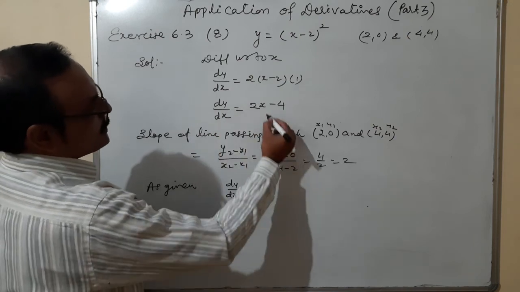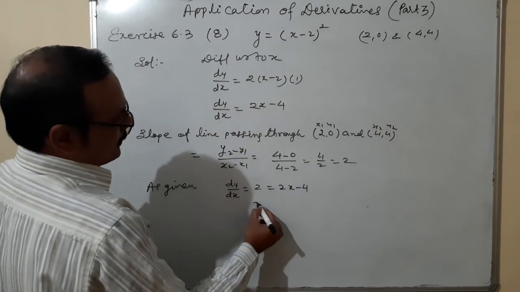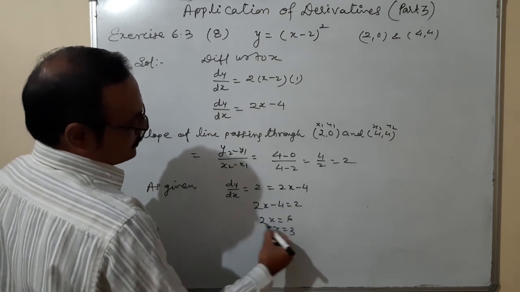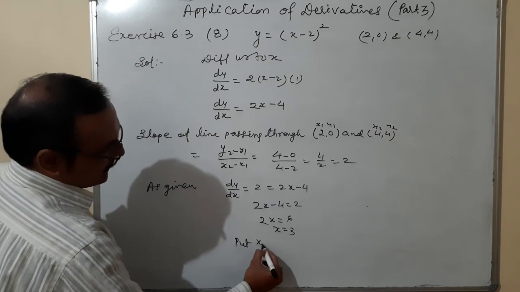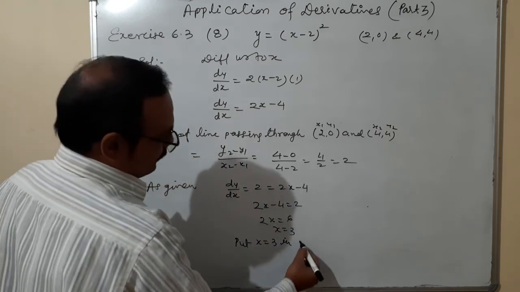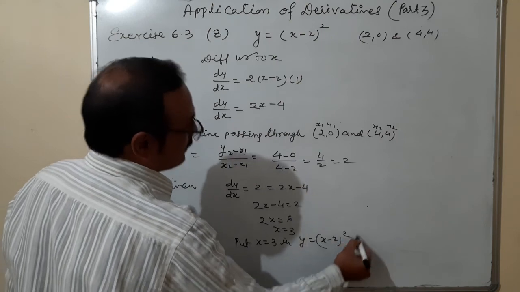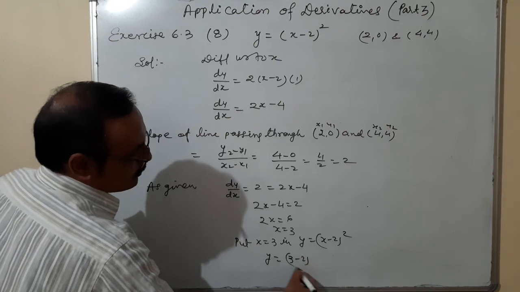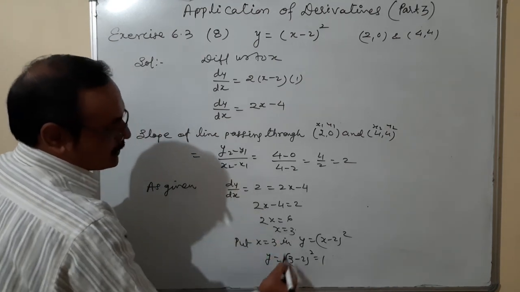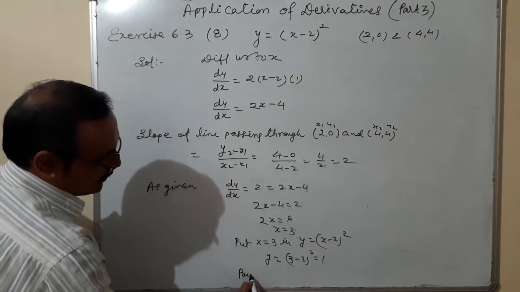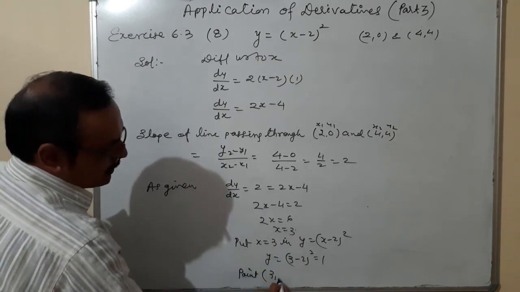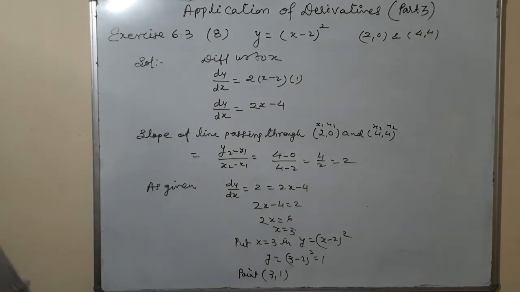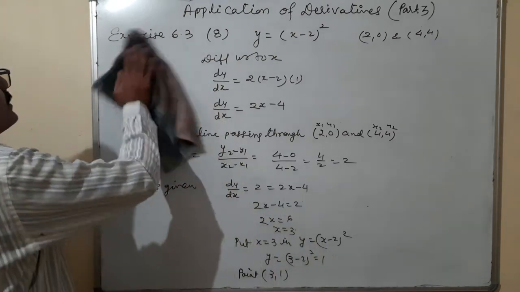And dy by dx, what does it mean? 2x minus 4. So 2x minus 4 is equal to 2. Therefore 2x is equal to 6, x is equal to 3. Put x is equal to 3 in y is equal to (x minus 2) whole square. So y is equal to (3 minus 2) whole square, 1 square. So x is equal to 3, y is equal to 1. That means the point is (3, 1), at which the tangent is parallel to the chord.